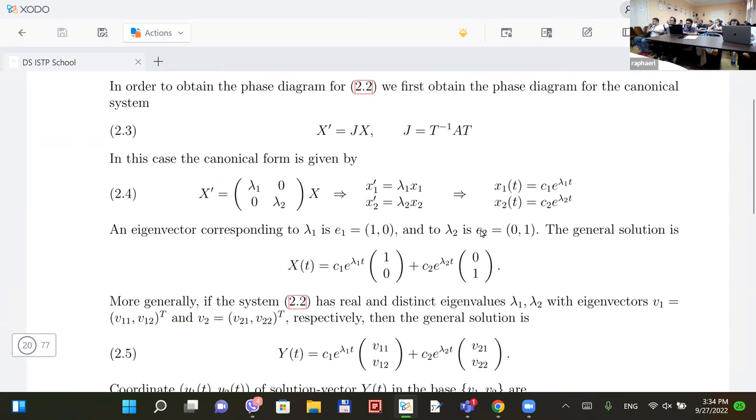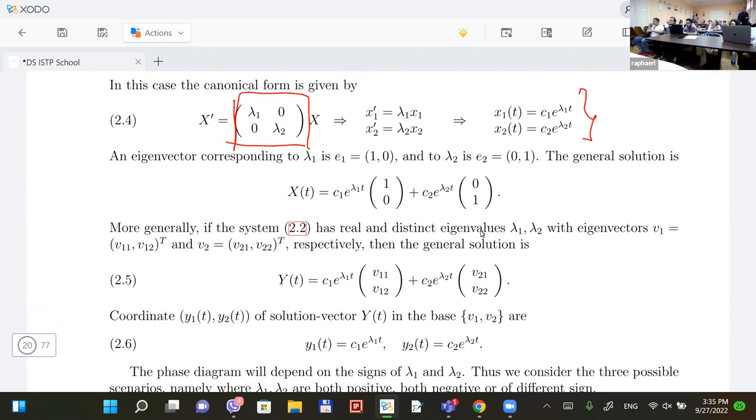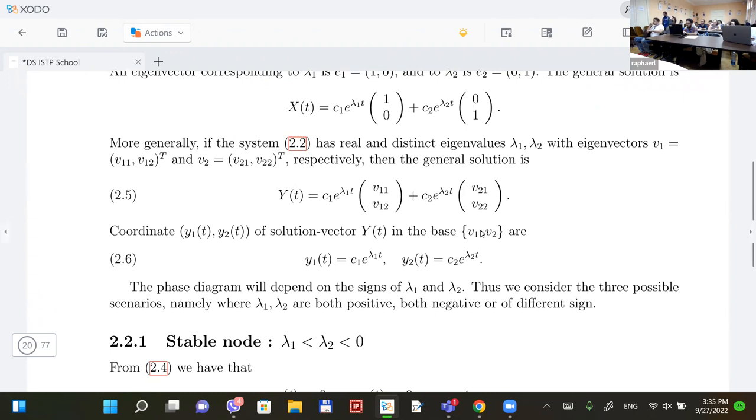As I explained yesterday, we always start by plotting the phase portrait for the canonical form of the system, and after that we will see how the phase portrait looks for the original system. So this is the canonical form. We have lambda one and lambda two on the diagonal. We have an uncoupled system, which we solved yesterday. So this is the general solution of this system of differential equations, and for the original system, if we have eigenvectors, as I explained also yesterday, the general solution is given in this form.